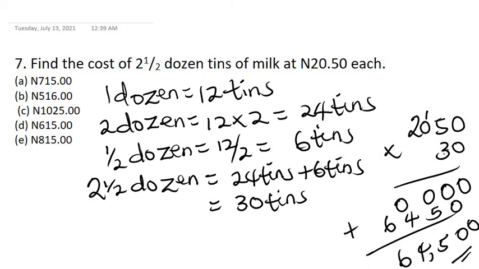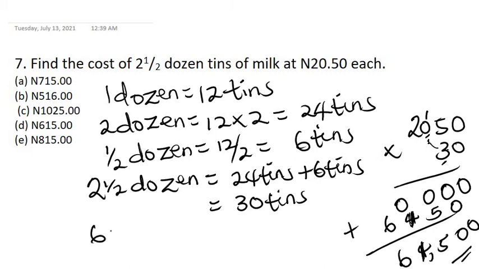Let's cross check. 3 times 0, 0. 3 times 5, 15. 5 carry 1. 3 times 0 is 0 plus 1, 1. Sorry, this is meant to be 1. Yeah, multiplying with 3. 3 times 0 is 0. 3 times 5 is 15. 5 carry 1. 3 times 0 is 0 plus a 1, 1. Sorry about that. 3 times 2, 6. Okay, I think we figured our answer.